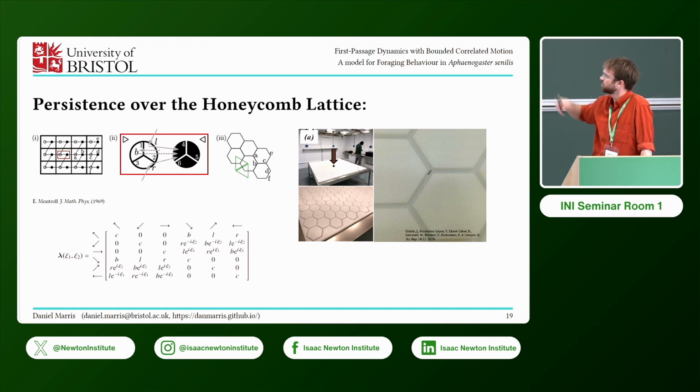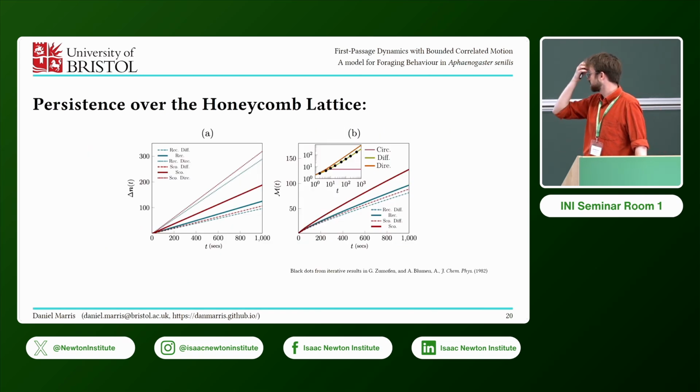Anyway, we took the Montroll embedding of the honeycomb lattice in that figure there. We decomposed it a bit further, and we put our internal states to represent the direction that we entered the site from. And again, we can solve for lots of stuff. The thing I want to point out is the spreading mechanism. So we've got the mean squared displacement and the mean number of sites visited.